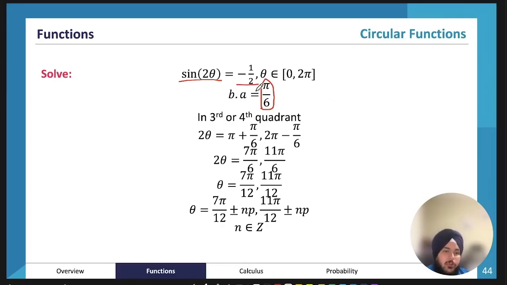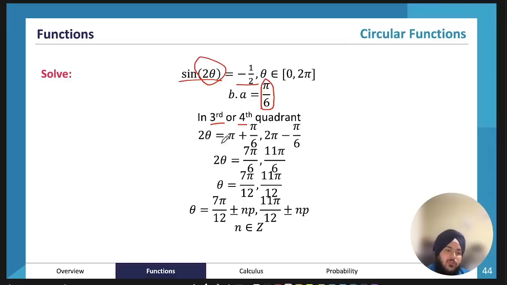Next, what we need to do is solve just for 2 theta. So just ignore the 2 or whatever's in the bracket for now, and we just solve for 2 theta. We know that the value is going to lie either in the third quadrant or in the fourth quadrant. So then we start solving for 2 theta. We find the first two values in the first rotation of the unit circle. That's going to be pi plus pi on 6 and 2 pi minus pi on 6.